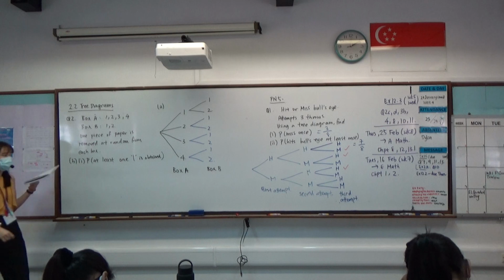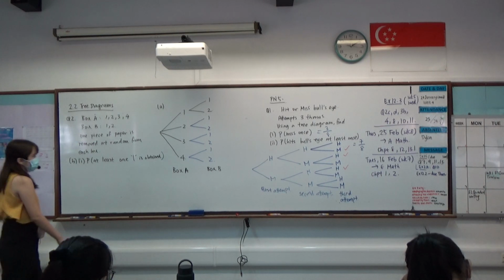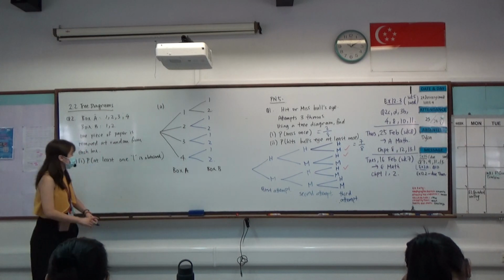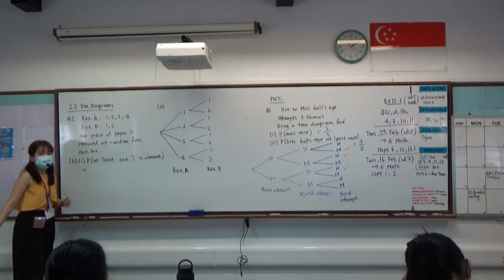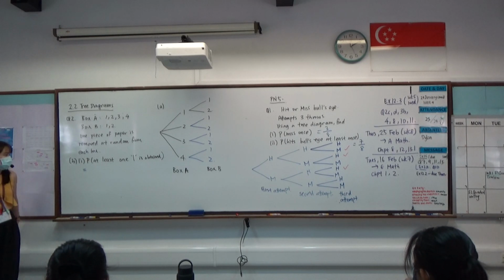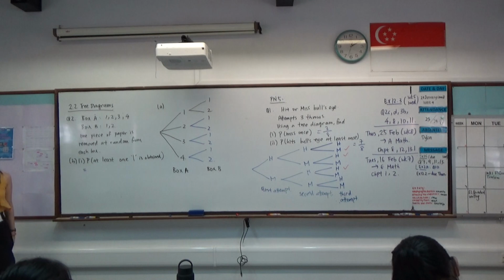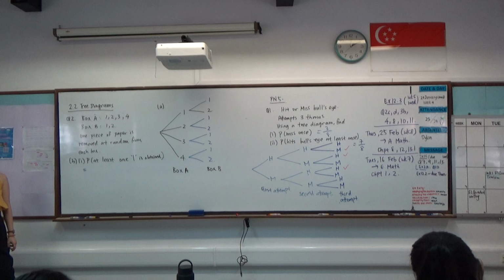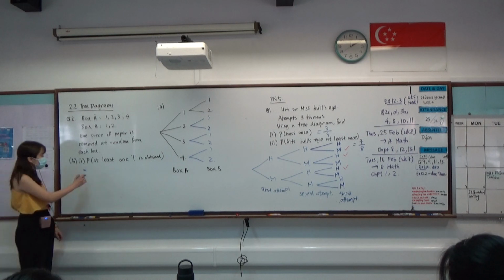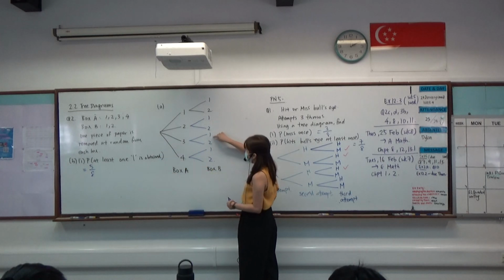What would the probability be to get at least one octave if this is the tree diagram? What would the probability be? Li Hui, what do you think? Probability of at least one octave. Five over 8. How do you get 5 over 8? Which one did you choose? If it's 1, 2, 3, 4, 5, 6, 7, 8.